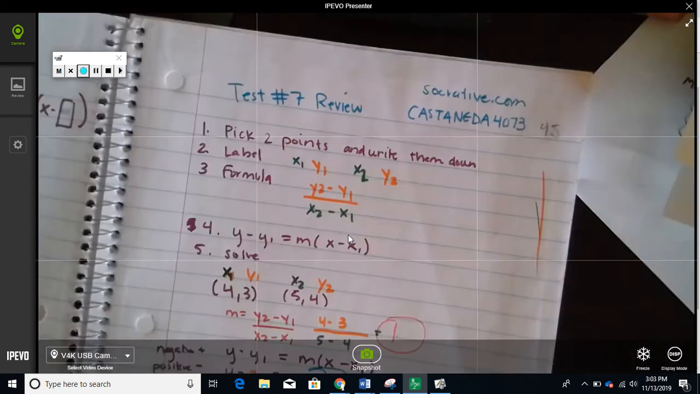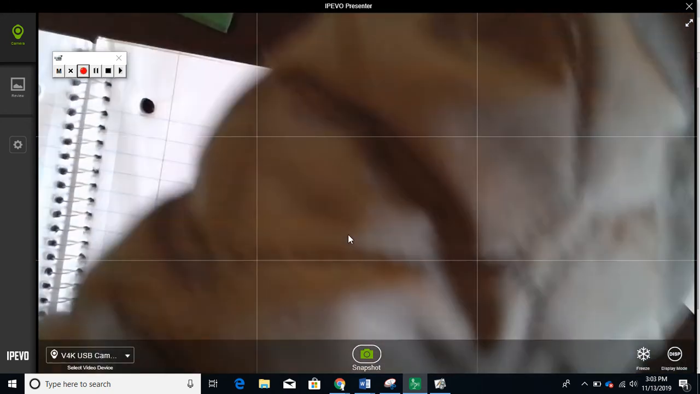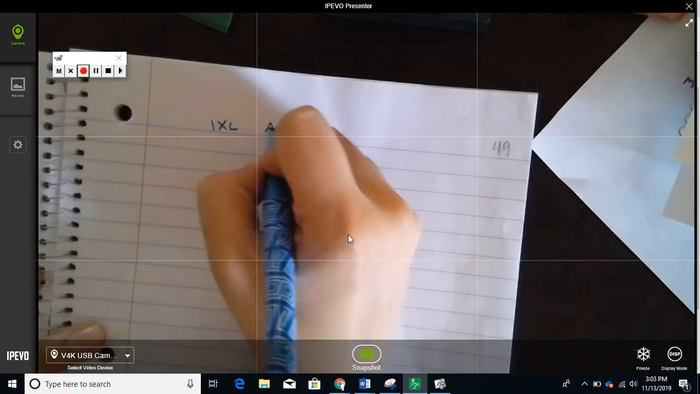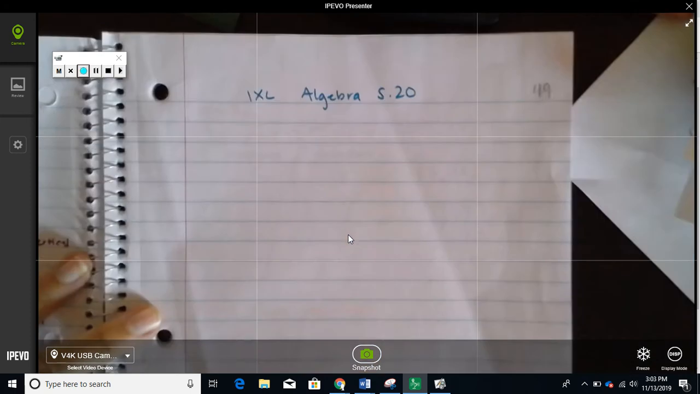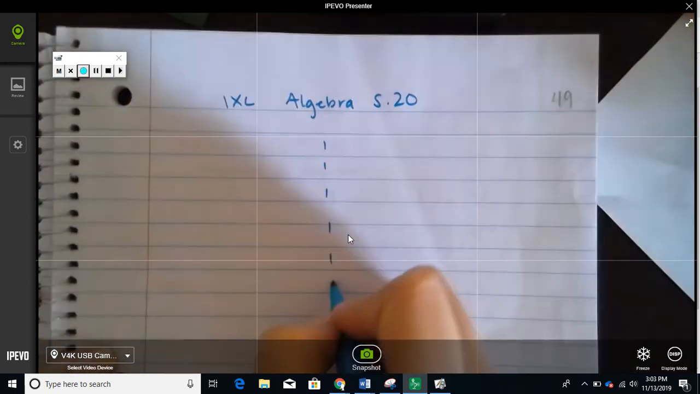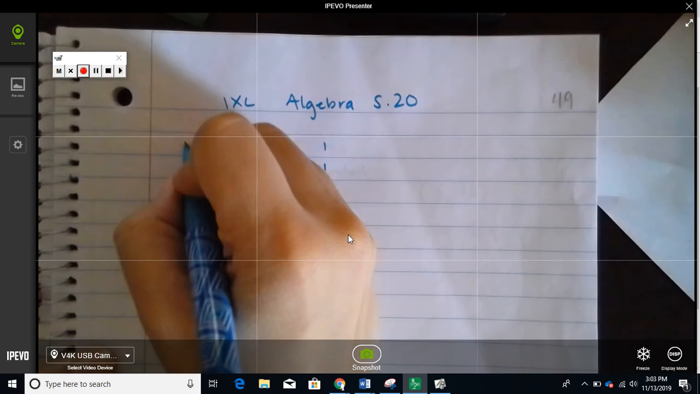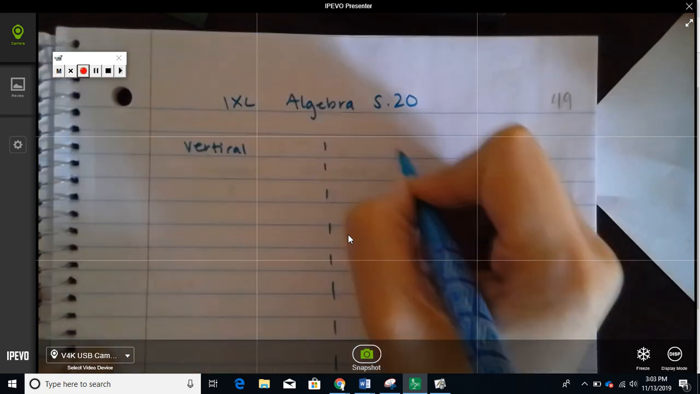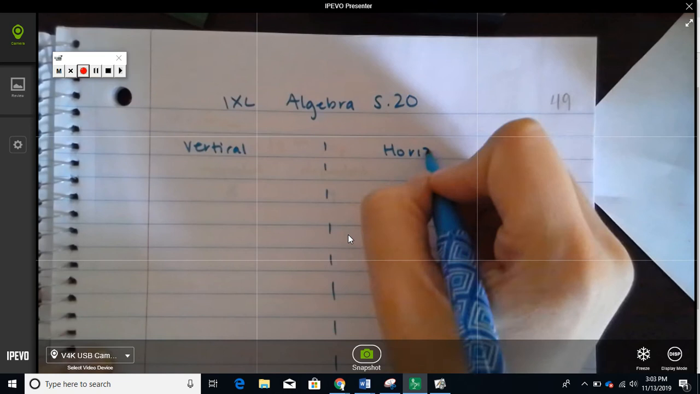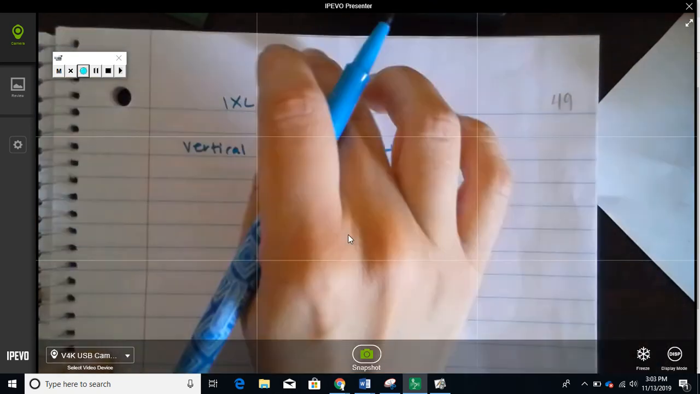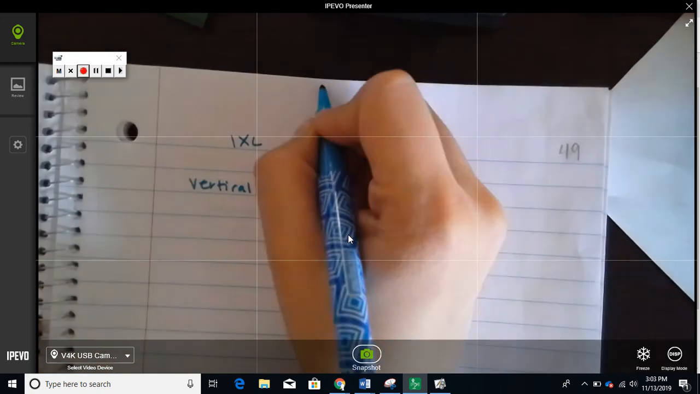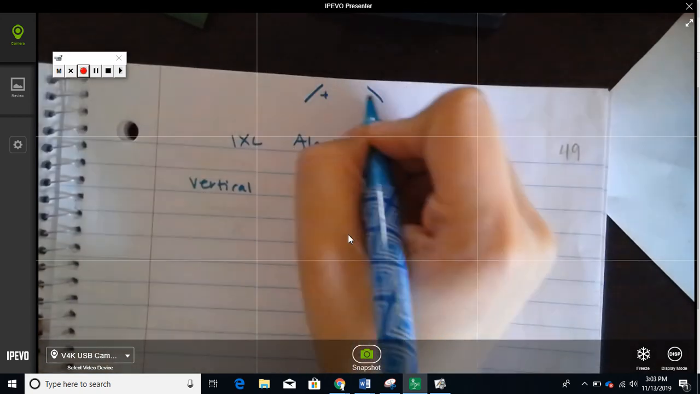So let's go to page 49 and write a couple of things. First on page 49, I'm going to have you write IXL Algebra S.20. And it's going to be vertical and horizontal lines. So you can do it based off what we've already done, which is slope man, which I'm going to have you draw at the very top. It's on page 31. That's positive slope, that's negative slope.